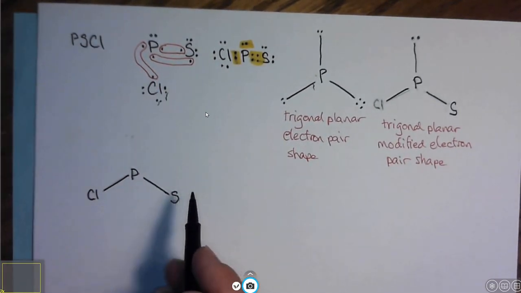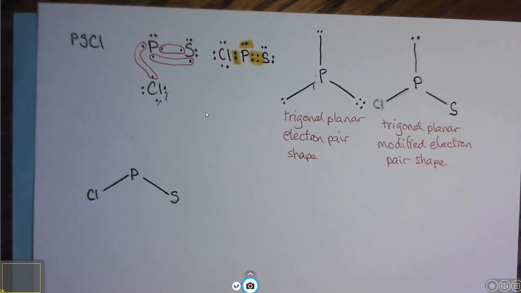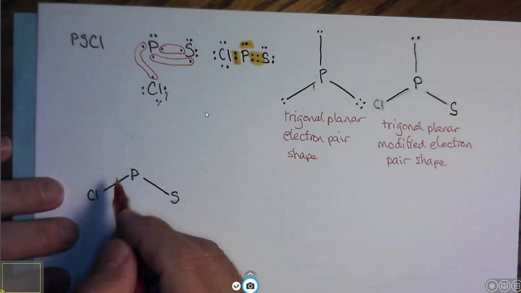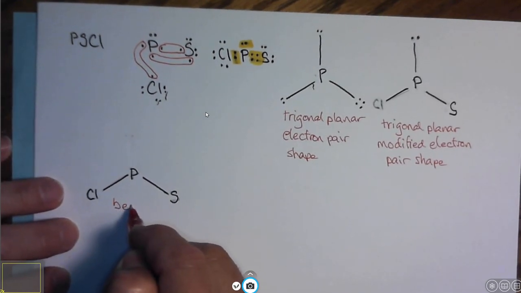All right, Matthew, what's this shape called? Bent electron pair shape. Well, bent's right. We've gotten rid of all the electron pairs. Molecular shape, right. Joe, we didn't ask you over there.